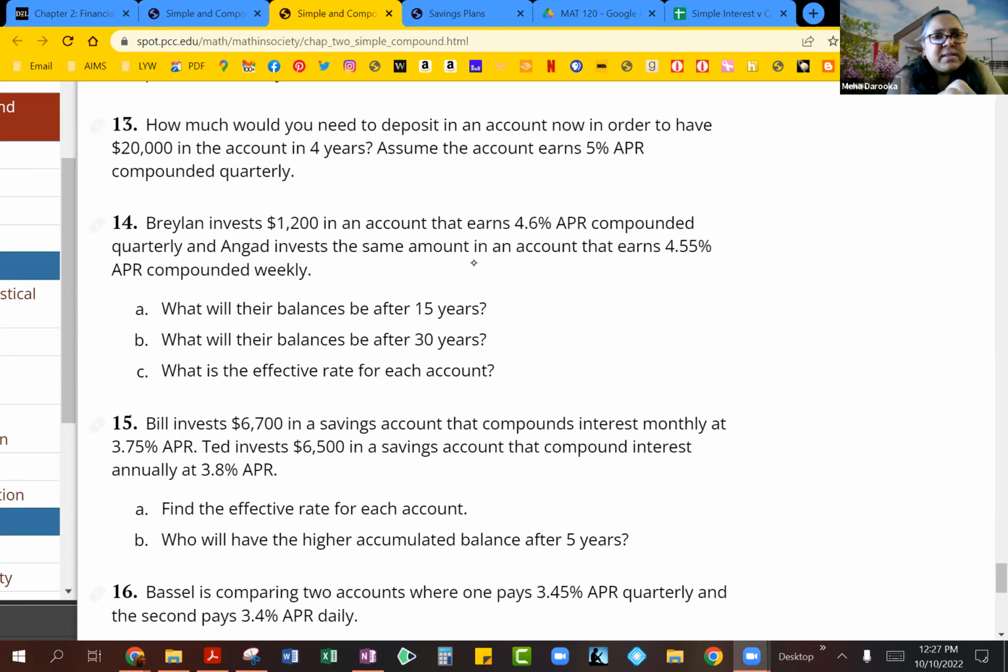So we were working on this Braylon and Angad example, and we hadn't done part C because this one was telling us Braylon is investing at 4.6% compounded quarterly, and Angad was investing at 4.55%, and he was getting compounded weekly. So what would their effective rate for each account come out to be? So let's take a look at their math over here.